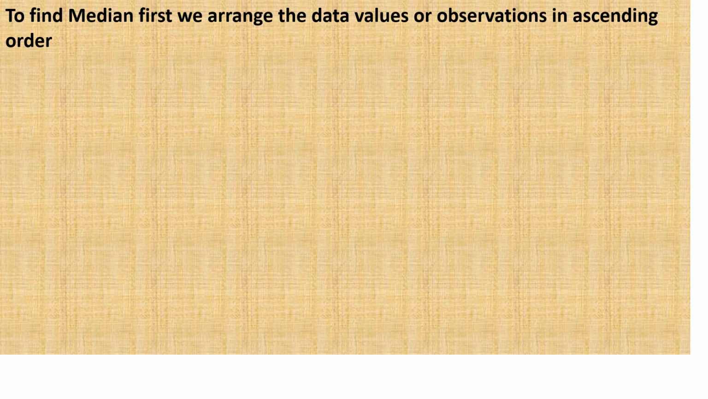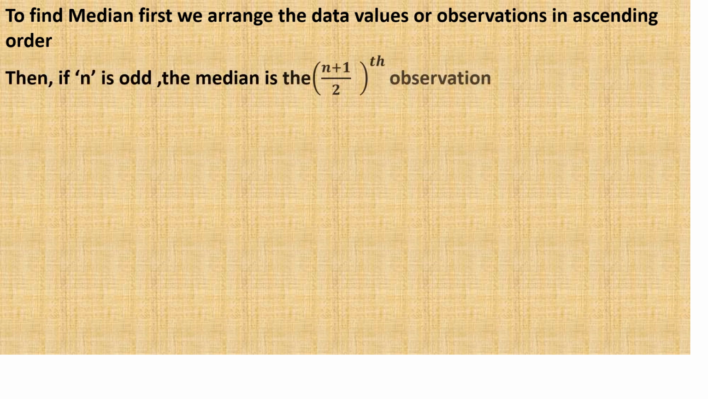How do we calculate the median? First, we have to arrange all the data values or observations in ascending order. After arranging in ascending order, you will get either an odd or an even number of observations. If n is odd, then the median will be the (n plus 1) by 2th observation. Here we have to remember that (n plus 1) by 2 is not the median; the (n plus 1) by 2th observation is the median.